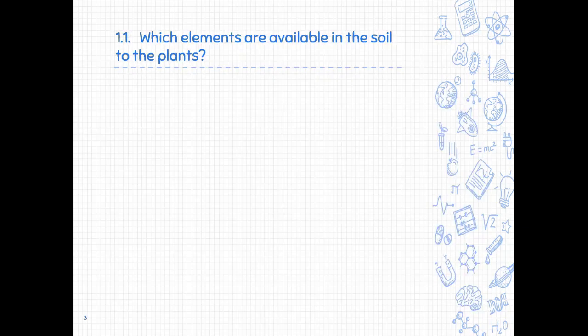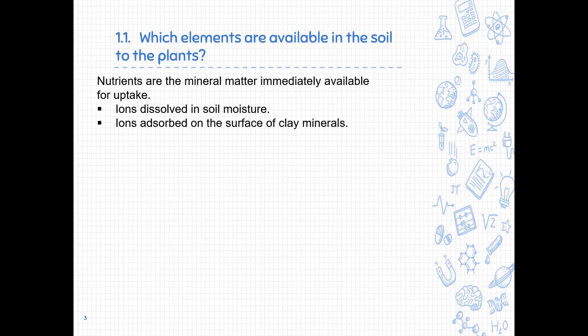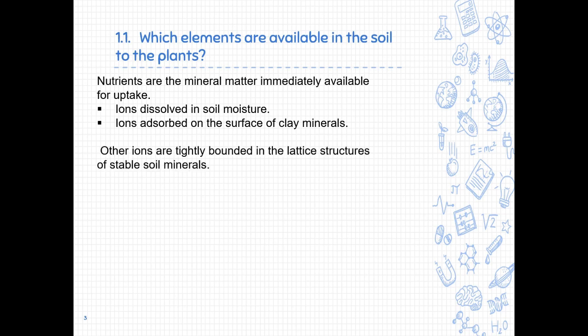But then we'll look at which of the elements in the soil are actually available to the plant. Okay, so there are three classes. Those elements which are readily available for the plants or for the roots are referred to as nutrients. These are the ions which are dissolved in soil moisture. Others are the ions absorbed on the surface of clay minerals. But there are also other ions which are tightly bound in the lattice structures of the stable soil particles, which are not readily available to the plant.